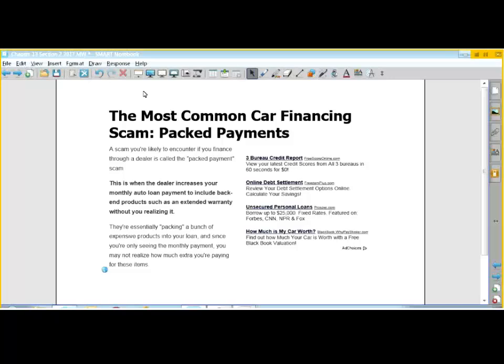So I got this off the internet. The most common car financing scam, packed payments. It says a scam you're likely to encounter if you finance through a dealer is called the packed payment scam. This is when an auto dealer increases your monthly auto loan payment to include back-end products such as extended warranty without you realizing it. They're essentially packing a bunch of expensive products into your loan, and since you're only seeing the monthly payment, you may not realize how much extra you're paying for those items.